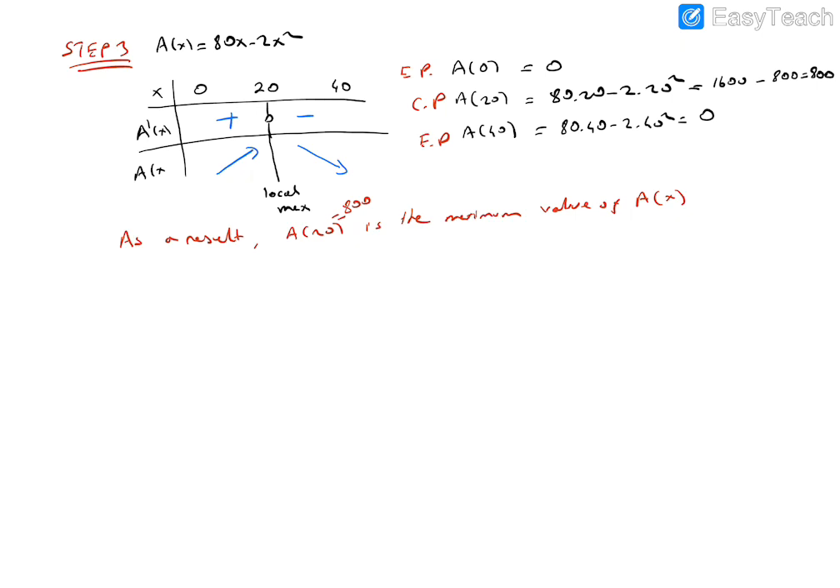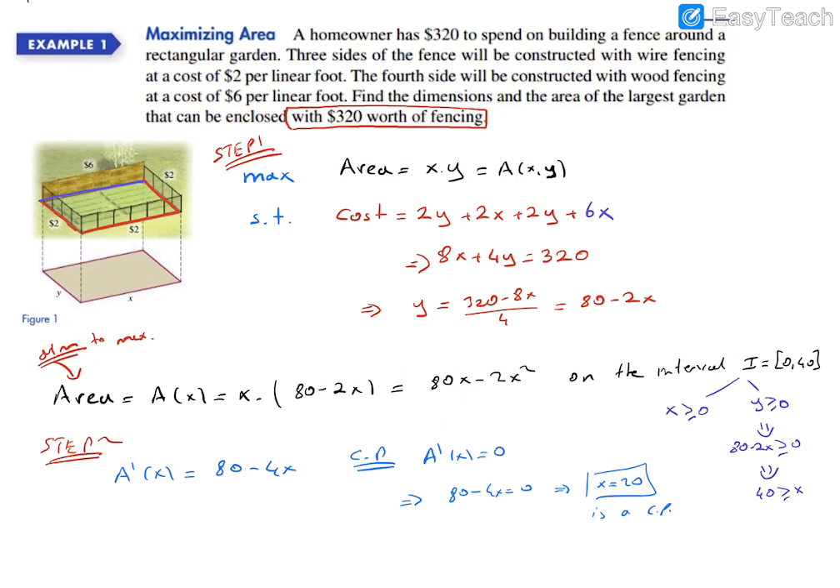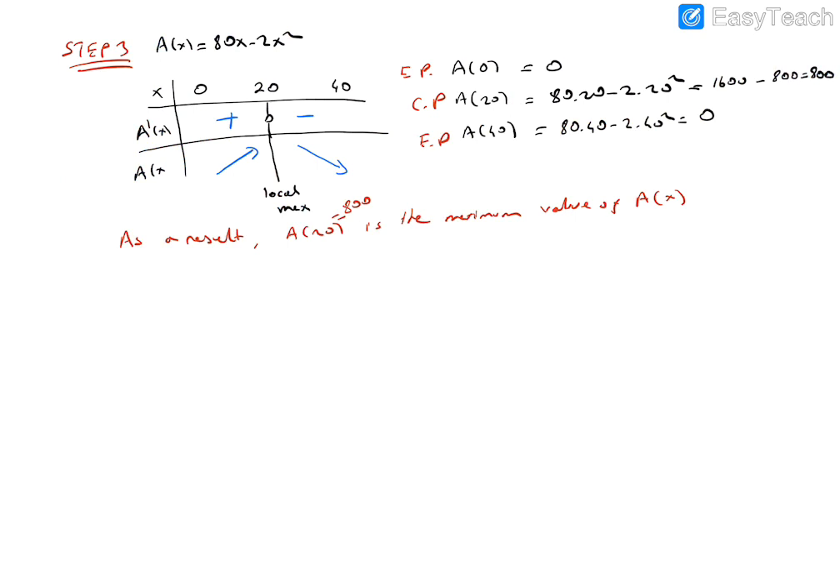So finally, we must answer the question posed in this problem, the dimensions. What is asked in the question? Let's look here: use the solution of the mathematical model to answer all questions. So in this step 4, we should give the answer: find the dimensions and the area. So, okay, this is correct.